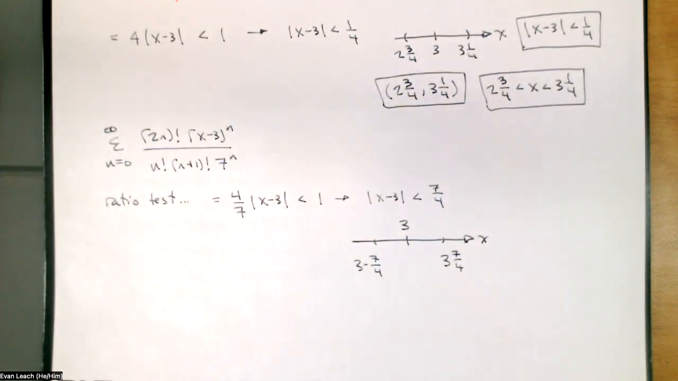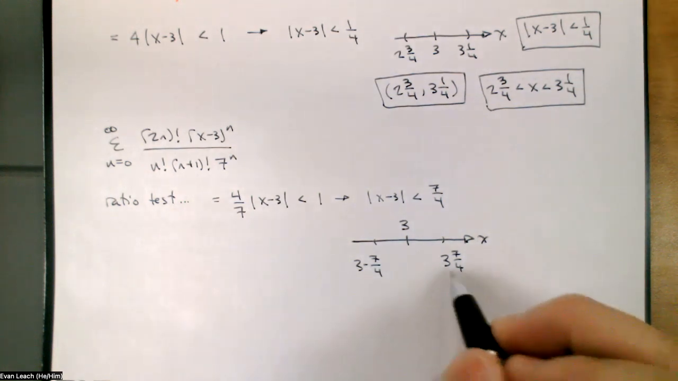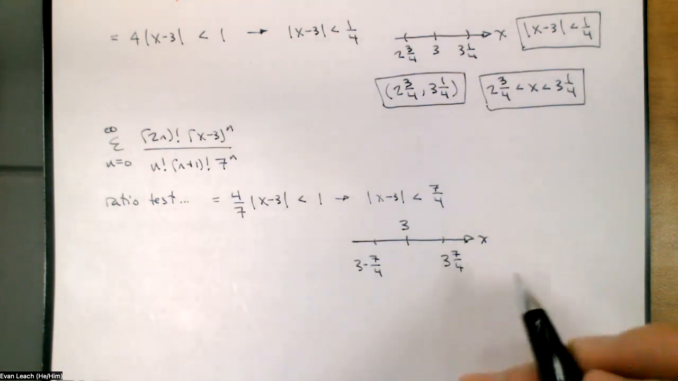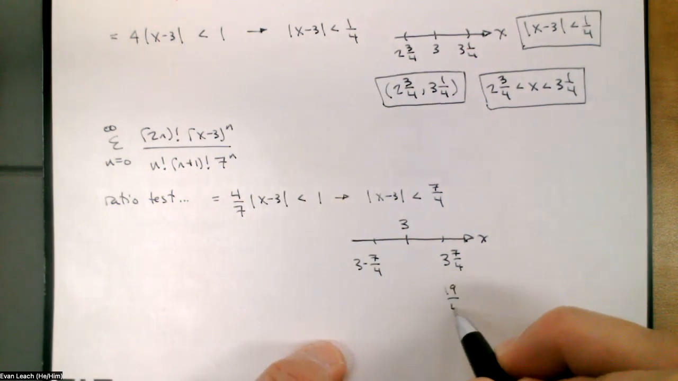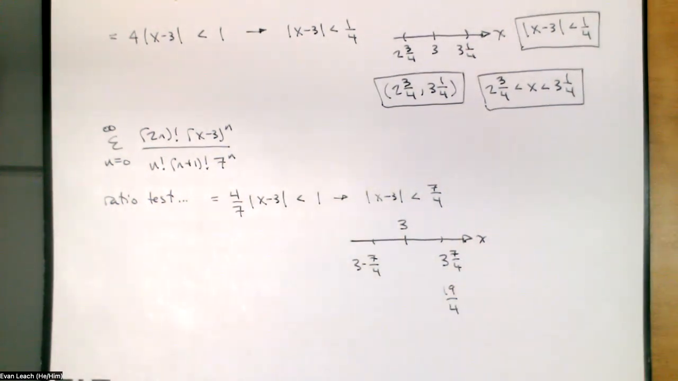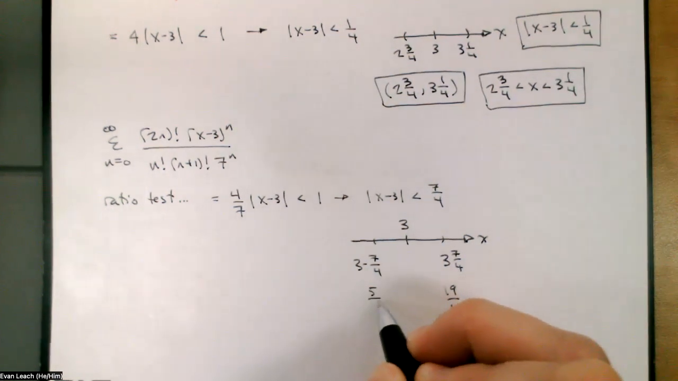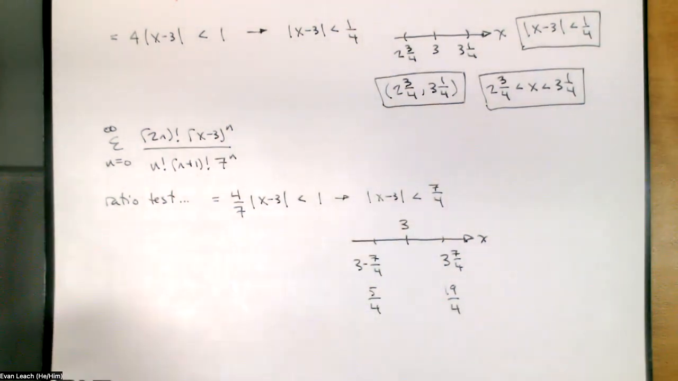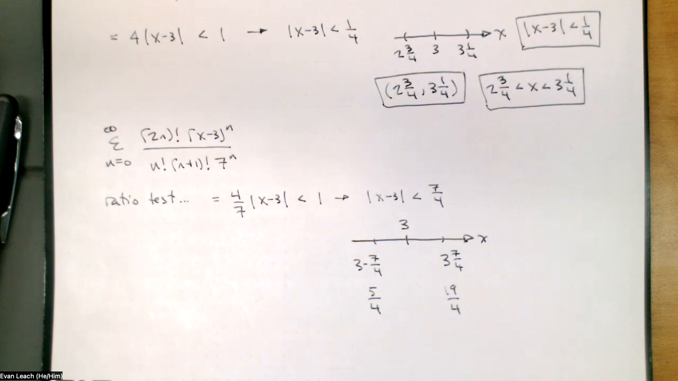These don't actually look like how we would write these numbers. We don't combine our improper fractions and our mixed numbers, but we can fix it in the same way that we always do. 3 times 4 is 12. 12 plus 7 is 19. So we'll call this 19/4. And over here, we'll fix it in the exact same way. 4 times 3 is 12. 12 minus 7 is 5. So this is going to be 5/4. That way we're writing the numbers in the normal way.